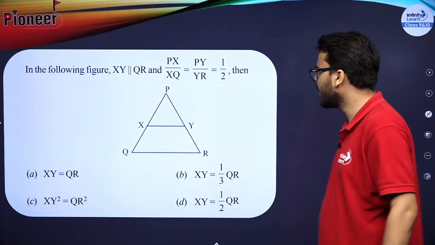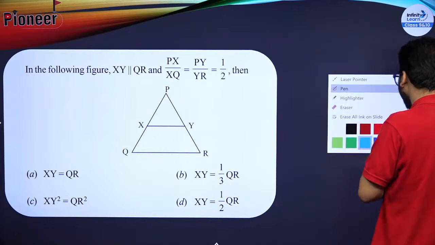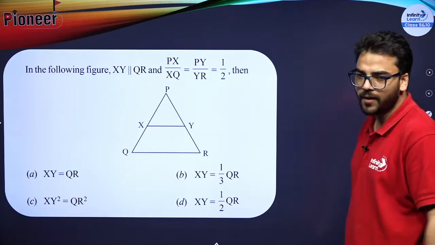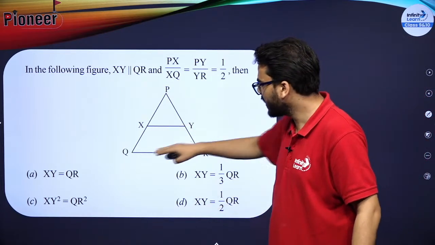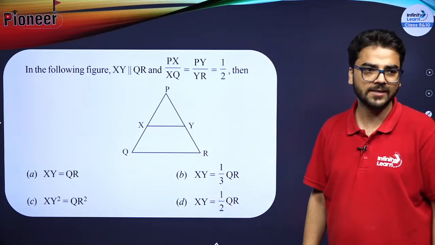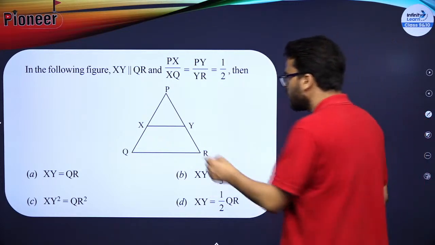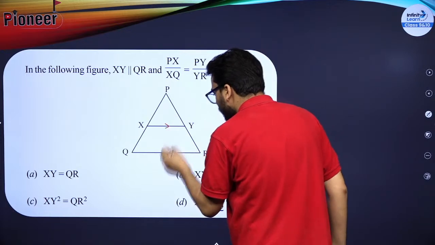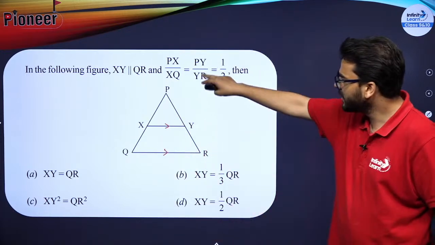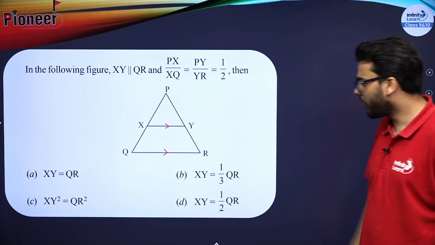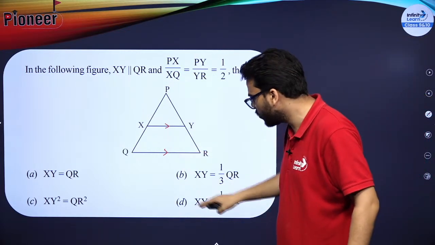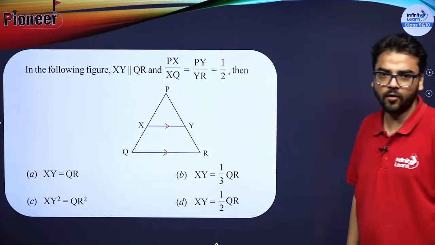So try doing this one and let me know the answer, guys. It is given over here that in this figure XY is parallel to QR. You see, this is parallel to this over here, and this is given in the question. You have to find the relation between XY and QR over here.